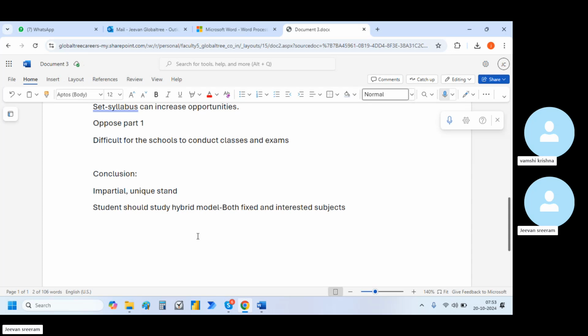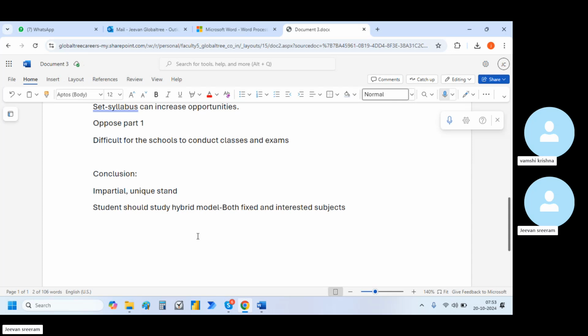Next, conclusion. As I told you, never go with a partial stand. Partial stand means, okay, I fully agree, fully disagree. Never go with such an extreme stance.